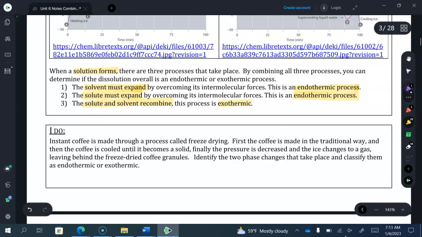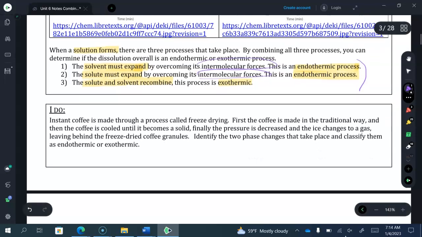When we look at all three of these together and the total energies, you would see whether or not the full process is endothermic or exothermic. Each step is one or the other, but based off of how endothermic or exothermic each process is, based off of the strength of the intermolecular forces, that could give you an overall endothermic or exothermic process.